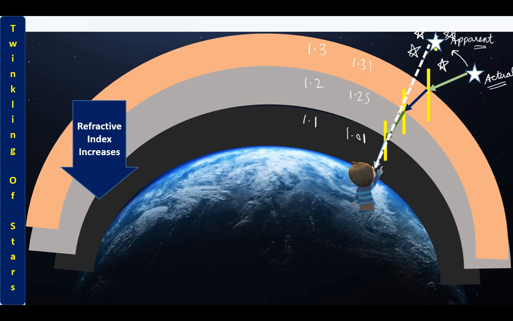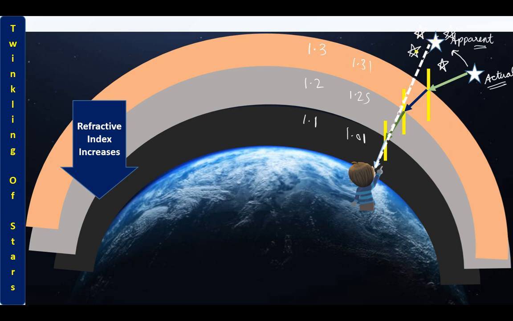You sometimes see that the star is over here, sometimes over here, sometimes here, sometimes here. The position changes continuously because this atmosphere is not constant. The physical conditions over here are not constant. Fine. So this star, we feel like it is twinkling.